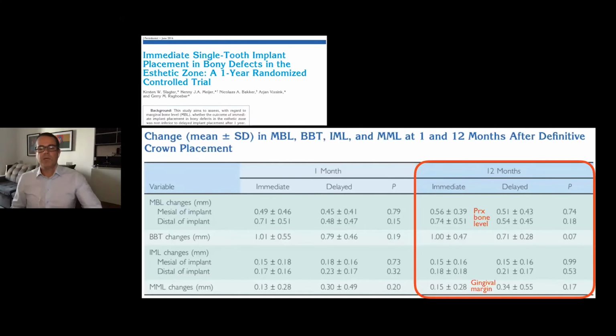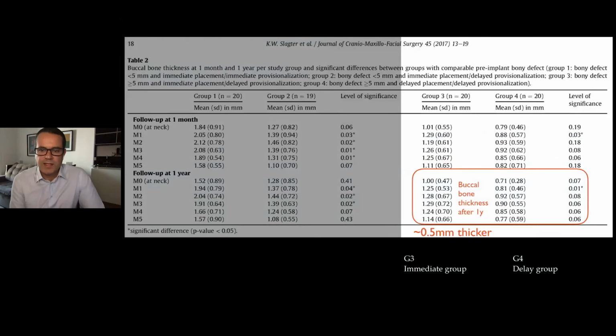In a second publication, they provided data for the thickness of the buccal bone reconstructed in the immediate group and in the delayed group. And there was a clear trend to a thicker buccal bone wall in the immediate group, in an average of 0.5 millimeters thicker, in different times and in different points measured over the buccal wall.